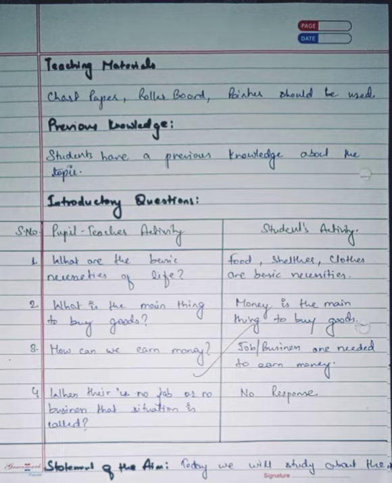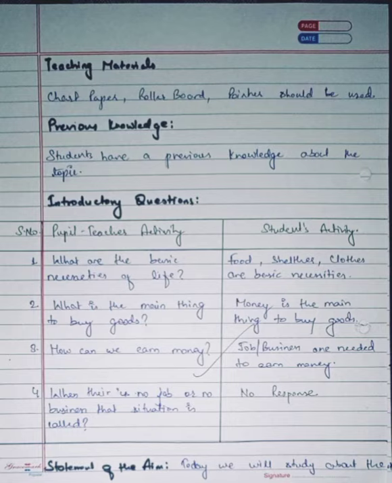And the next question is, when there is no job or no business, that situation is called what? So the students are in a problematic position. So this question is known as the problematic question, and the students' response is no response. So our topic is unemployment.